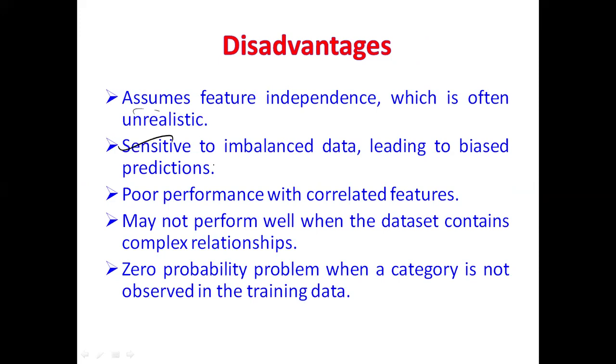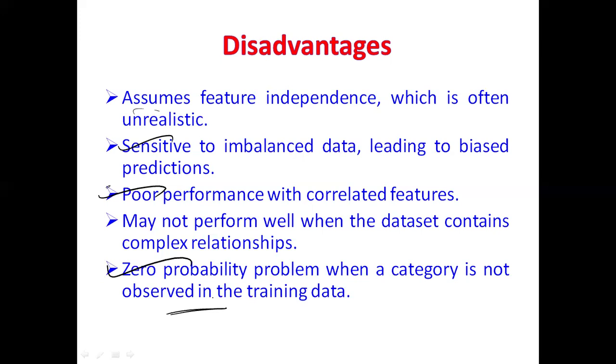Naive Bayes may also perform poorly when complex relationships exist between features, as it cannot capture interactions or dependencies. Additionally, it encounters the zero probability problem, where an unseen category in the training data results in zero probability during classification, which can affect the prediction. So these are all the disadvantages of naive Bayes.